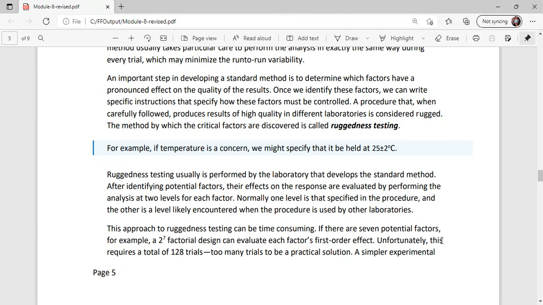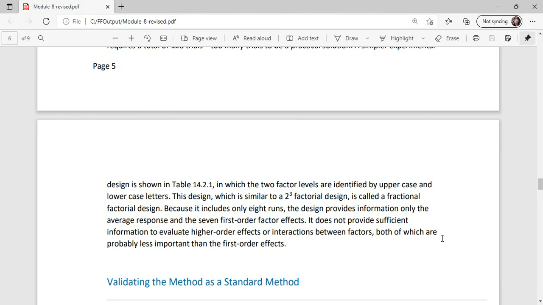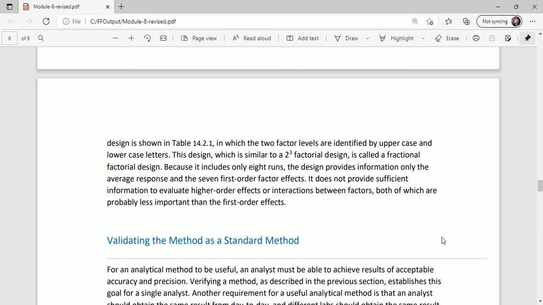a simpler experimental design is shown in Table 14.2, in which the two factor levels are identified by an uppercase and lowercase letter. This design, which is very similar to a 2^3 factorial design, is called a fractional factorial design because it includes only 8 runs. The design provides information only on the average response and the 7 first-order factor effects. It does not provide sufficient information to evaluate higher-order effects or interactions between the factors, both of which are probably less important than the first-order effects.